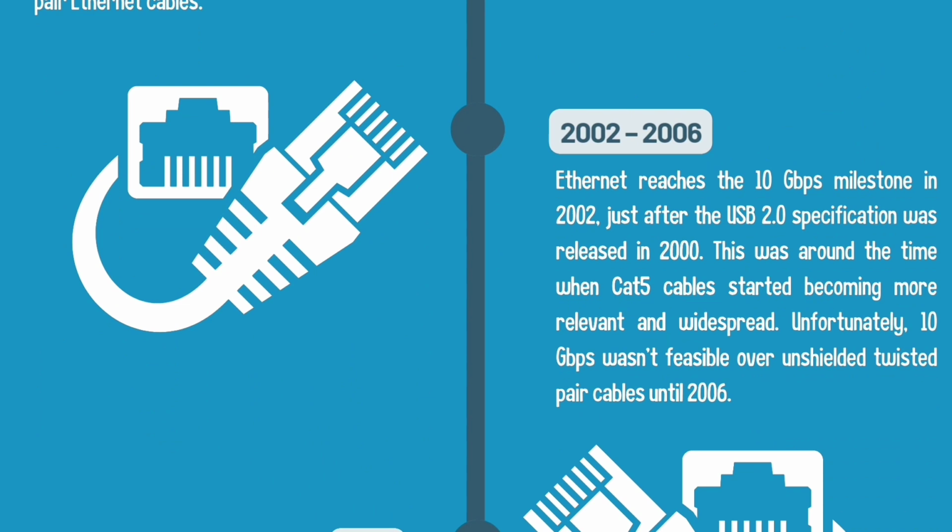Ethernet reached the 10 gigabits per second milestone in 2002, just after the USB 2.0 specification was released in 2000. This was around the time when Cat5 cables started becoming more relevant and widespread. Unfortunately, 10 gigabits per second wasn't feasible over unshielded twisted pair cables until 2006.